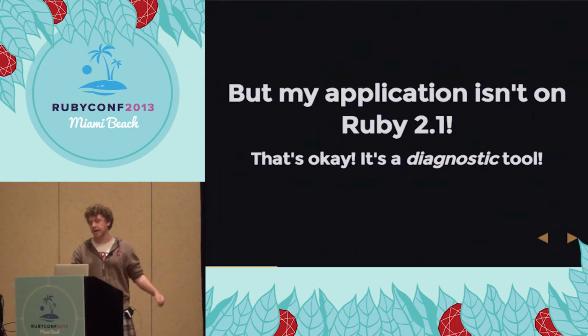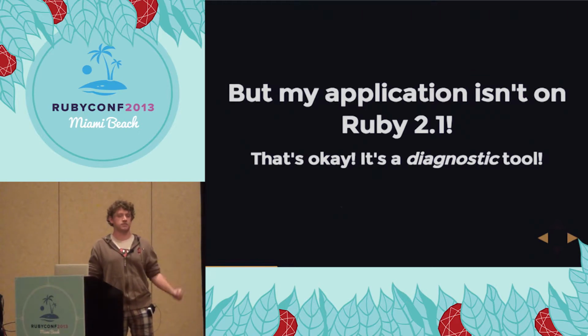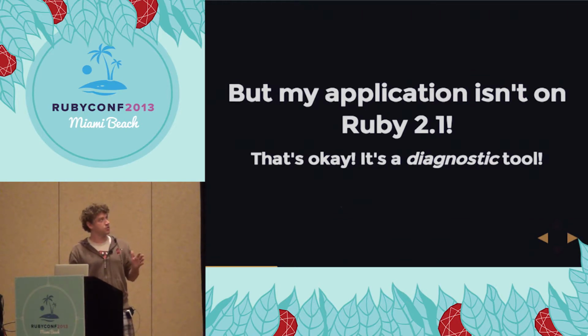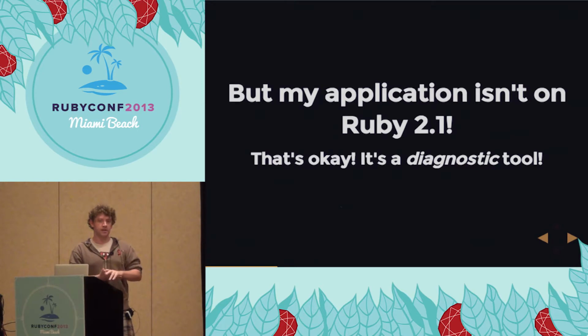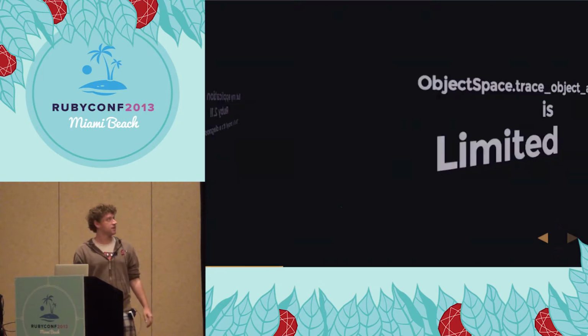You say, well, my application isn't on Ruby 2.1. I don't think it's compatible. If your Ruby application is running on Ruby 2, it should be compatible. I think there are very few incompatibilities. And if you can get your application running on 2.1 on just your one machine, then you can use the trace object allocations feature as a diagnostics tool, and you don't have to go through the whole production process to get your production app on 2.1. You can just use this locally on your box.